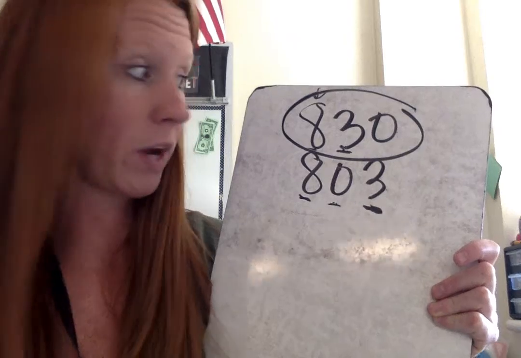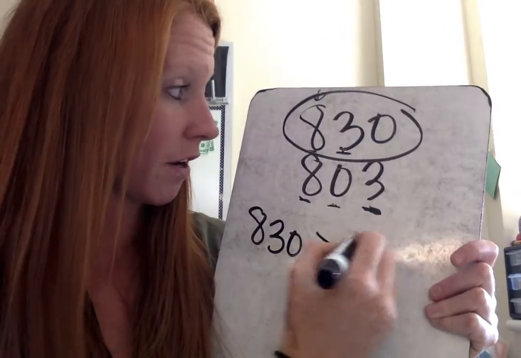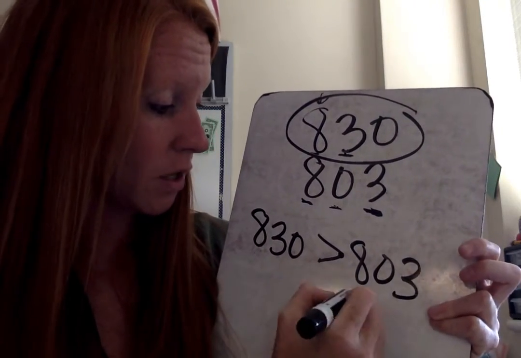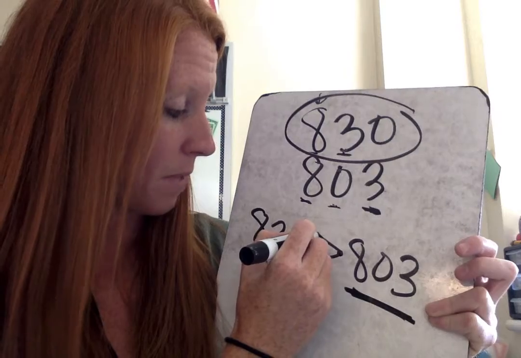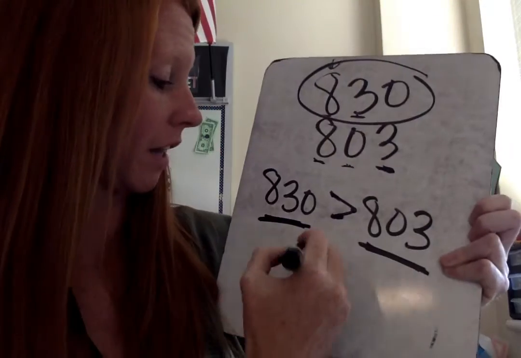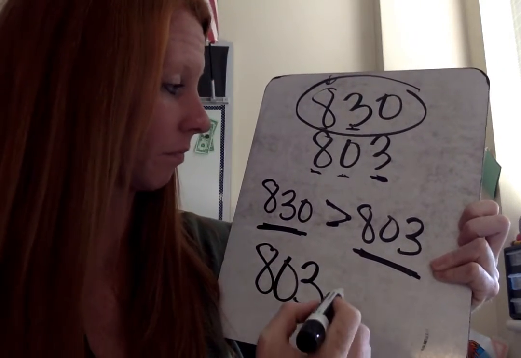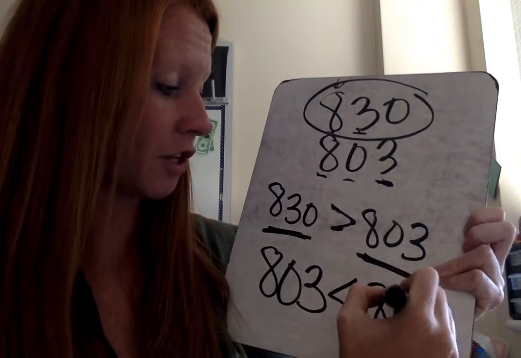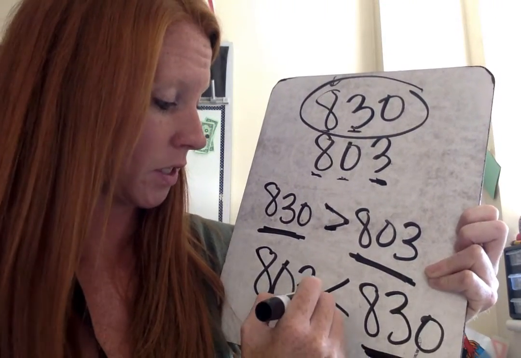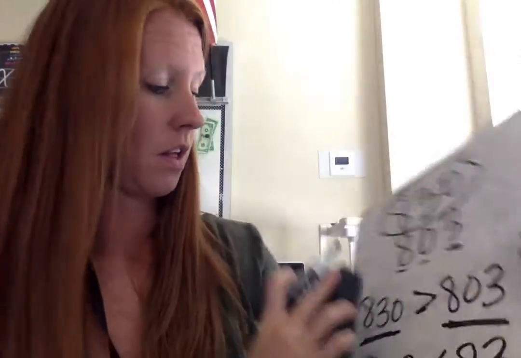So I could write this in a couple ways. 830 is greater than 803. Small side, small number. Big side, big number. Or I could write it like this. 803 is less than 830. Big side, big number. Small side, small number. Okay? Let's try again.